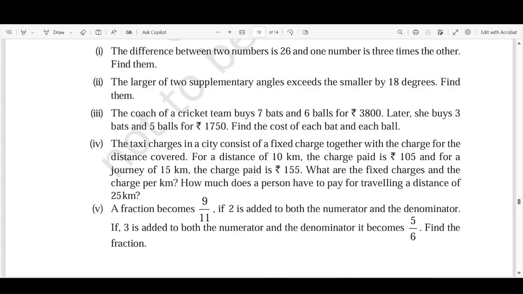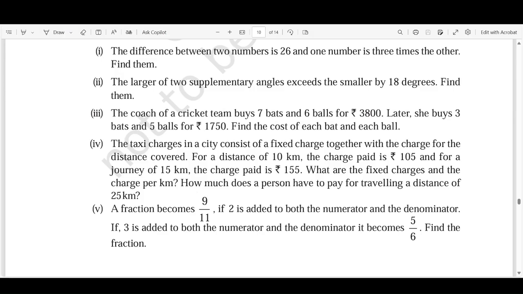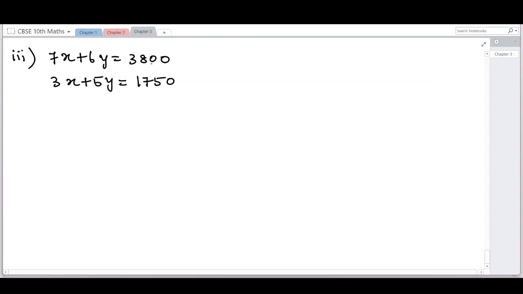The coach of a cricket team buys 7 bats and 6 balls for 3,800 rupees. Later, she buys 3 bats and 5 balls for 1,750. Find the cost of each bat and each ball. So the cost of each bat and each ball, let us take it as x and y. So from the data given, we can form the equations to be 7x plus 6y equal to 3800 and 3x plus 5y equal to 1750, right? 7 bats and 6 balls equal to 3800 and 3 bats and 5 balls equal to 1750.